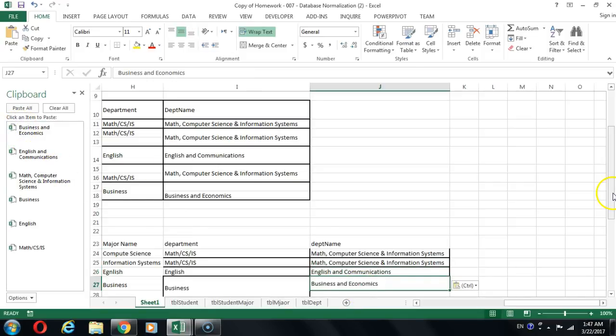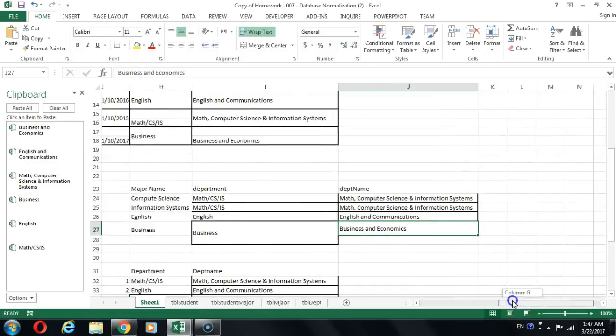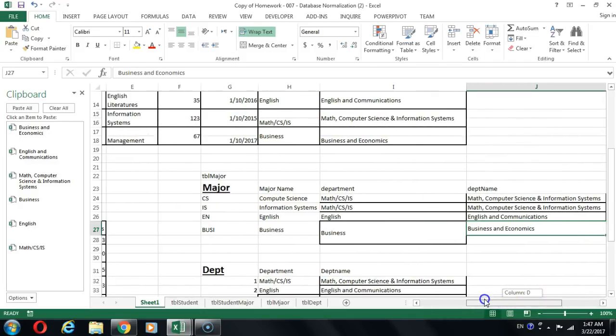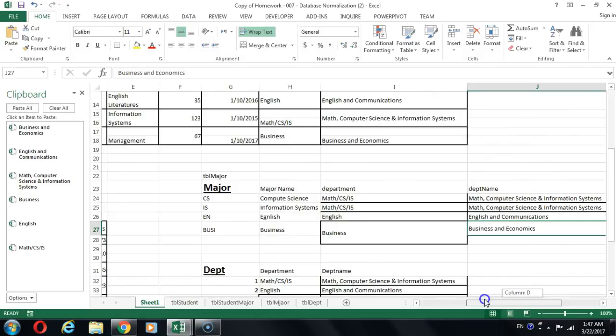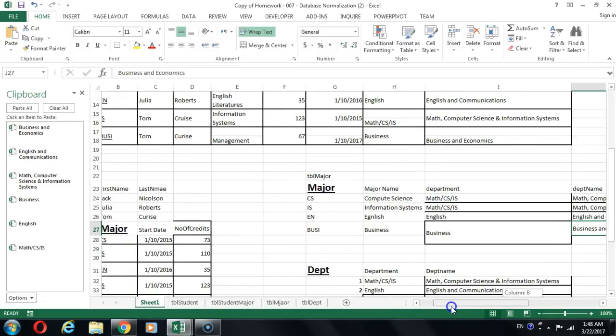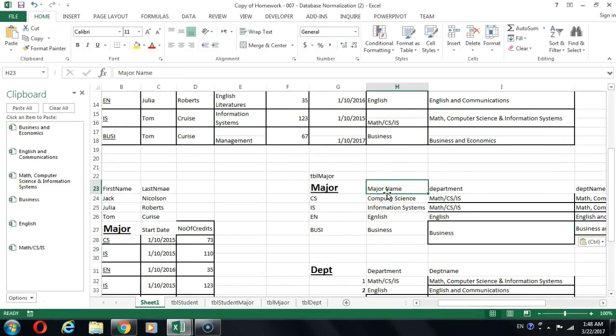So this is basically how I did it. Notice I only had to repeat the major name once, and the department name, of course, is being repeated here because we have more than one department in the same computer science and information system, and the department name is really a lengthy, wordy kind of text. Anyway, we wanted to make sure that the major name is dependent on the major, the department is dependent on the major, and the department name in this case.